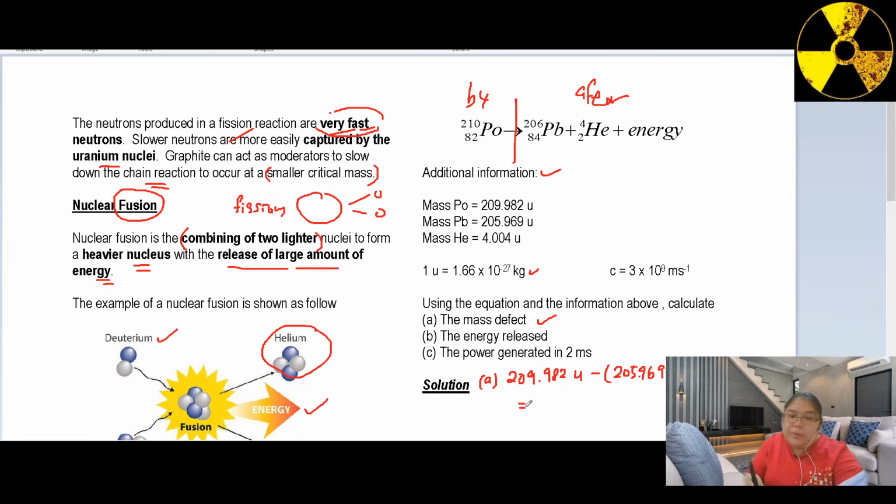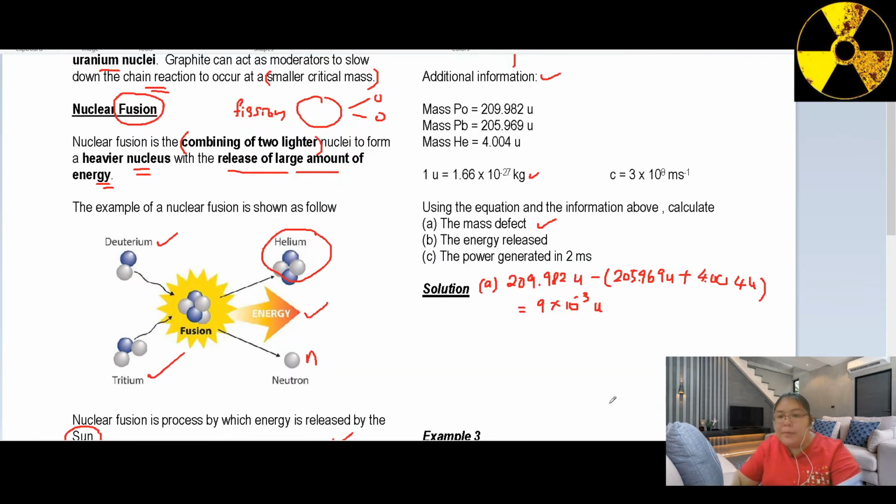So from here I get the answer: 9 times 10 power negative 3 U. Okay, this one is the mass defect, but the final answer I don't want in U. The final answer I want in kilograms. So you go to multiply by the 1.66 something. So after that I write my answer. Better you put 4 significant figures.